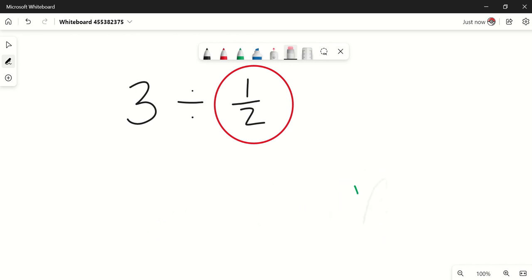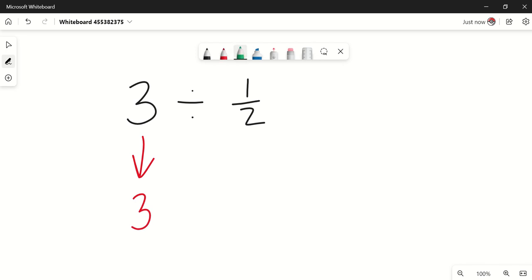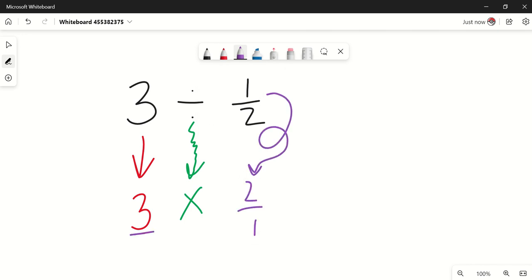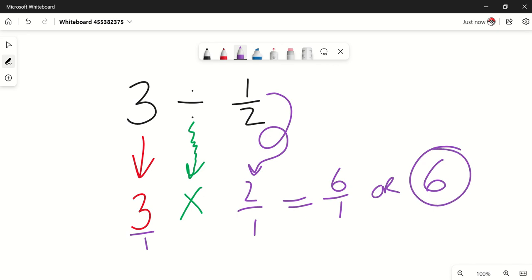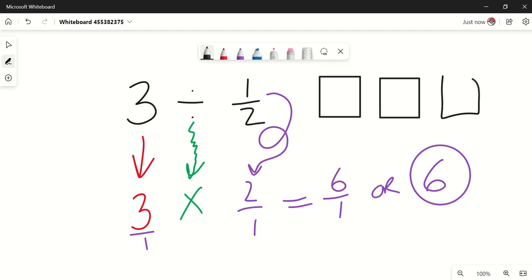And then again, we do the process like I showed you with the arrows. That one comes straight down. This we shake up and it becomes multiplication. And we flip this to become 2 over 1. If you want to put 3 over 1, you can. Or if you want to get rid of the 2 over the 1, you can. This still becomes 6 over 1, or just 6, which is what we got when we did our 3's and figured out how many halves there were. 1, 2, 3, 4, 5, and 6 halves.